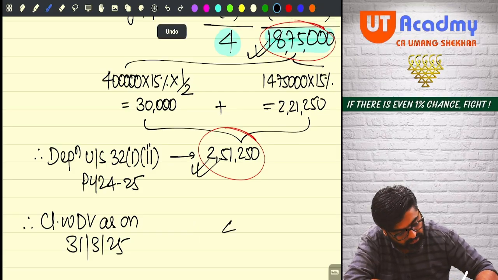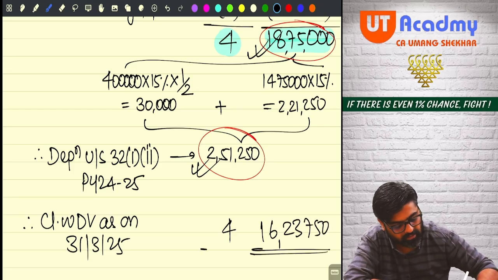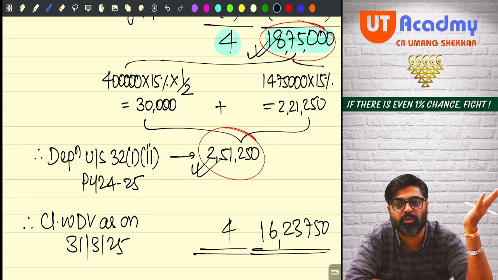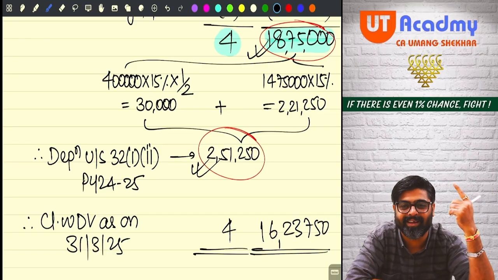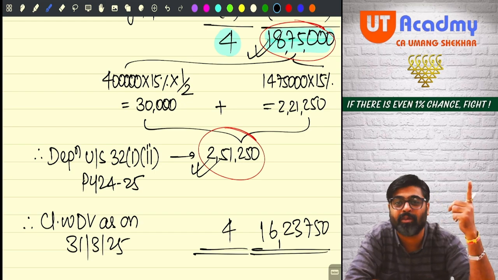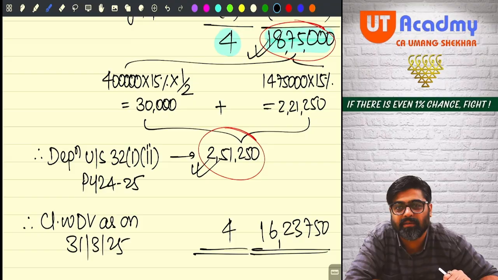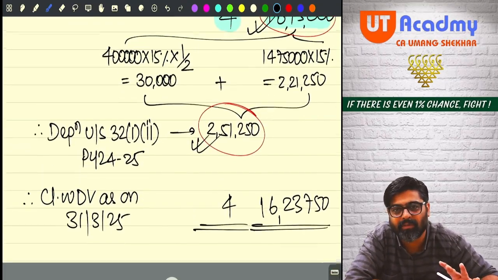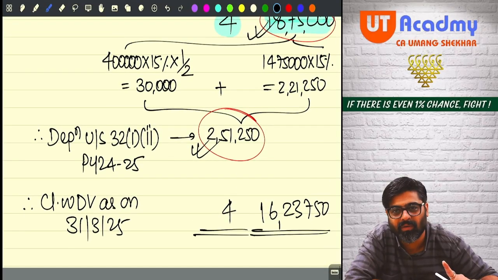So that will be 4 assets still remaining, but with 16,23,750. This is the closing WDV for this year, and now these 4 assets will be used in the business in the next year. This will become opening in the next year. Again additions less than 180 days, 180 days or more. Then again deletions. Again the same calculation will happen in the next year. Did you know how to calculate the value of the block now? Sure. Simple, no? Very easy this is.